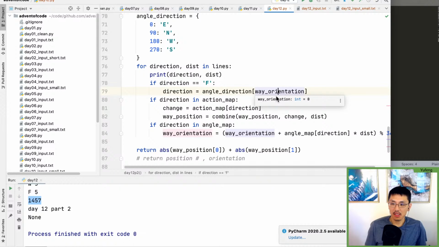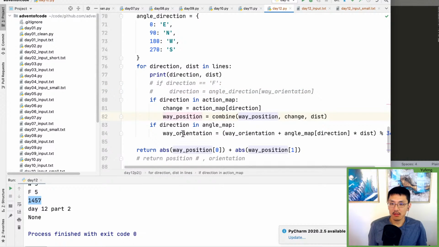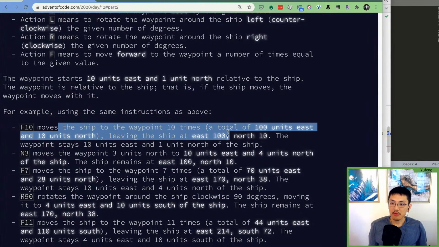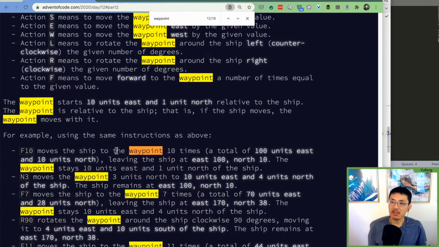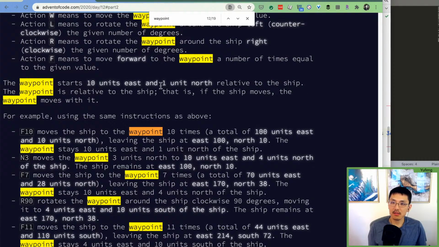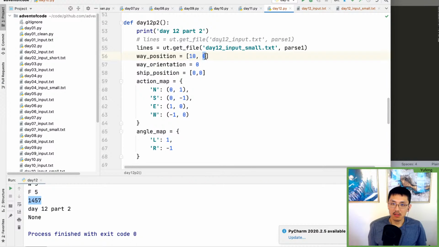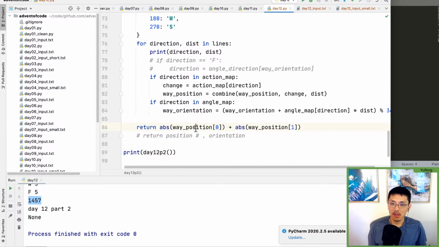So for each thing we see, this is definitely going to change, so I'm just going to blow that away right away. We are keeping track of the relative way orientation and let's see, the ship moves the waypoint. So F10, N3 moves the waypoint 3 units. Oh, but the waypoint starts at 10 east, 1 north. So way position starts at 10 east, 1 north. Ship is still at 0, 0. We'll go back to this sort of a return value.